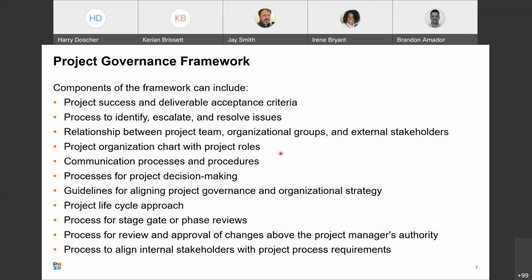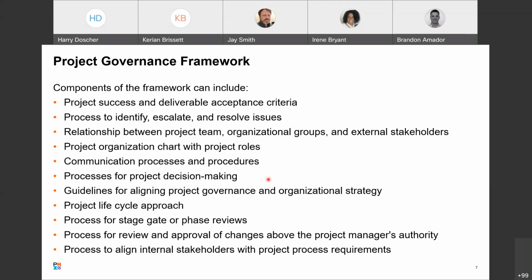Project organizational chart with project roles. This just identifies who's doing what, and is a document that everybody who needs to know in that project would have access to. Communication processes and procedures. How do you communicate with people? Does one senior vice president want to see a stoplight chart? Another senior vice president want to have a written report every 2 weeks? Exactly how you're going to be communicating to which are your stakeholders.